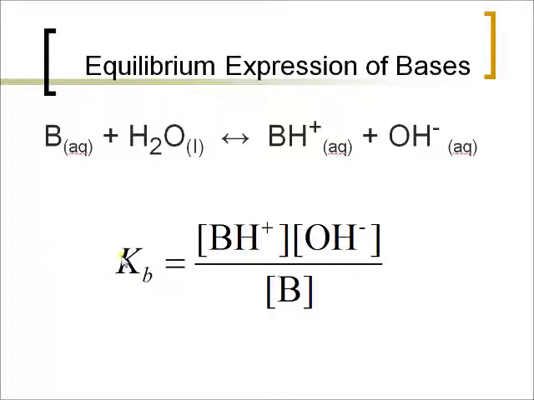The general equilibrium expression for a base, which we call Kb for base, is again products over reactants: the base with whatever hydrogen got attached to it, BH+, times hydroxide, OH-, divided by the base, B. So that's the general expression for a base.